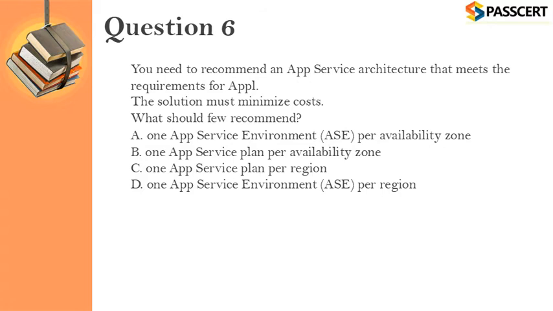Question 6. You need to recommend an app service architecture that meets the requirements for App 1. The solution must minimize costs. What should you recommend? A. One app service environment, ASE, per availability zone. B. One app service plan per availability zone. C. One app service plan per region. D. One app service environment, ASE, per region. Answer: A.